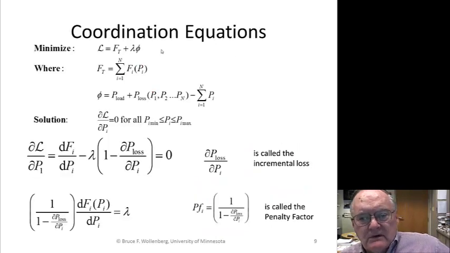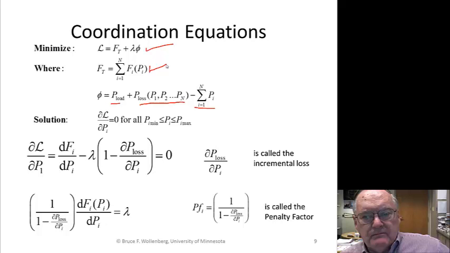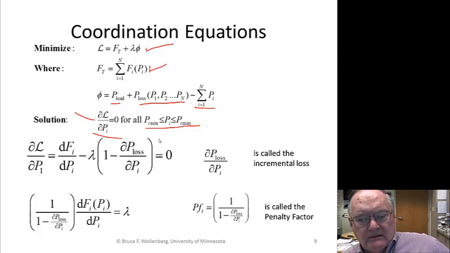Okay, we're going to come back now. We're going to talk about the formality a little bit more. I'm going to say minimize the Lagrangian, where phi is the load plus losses, which are assumed to be a function of all the generation, minus the loads. Here are the cost functions. Take the derivative of L with respect to each P_i equal to 0 for all P, and it has to be within its min and max. And we get the following loss derivative equation and set it equal to 0.